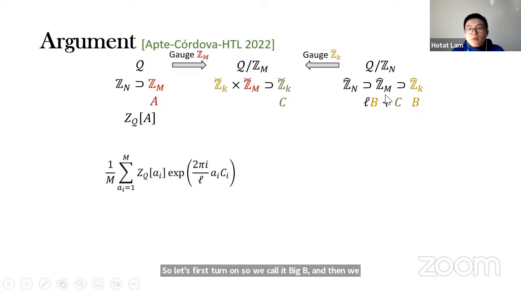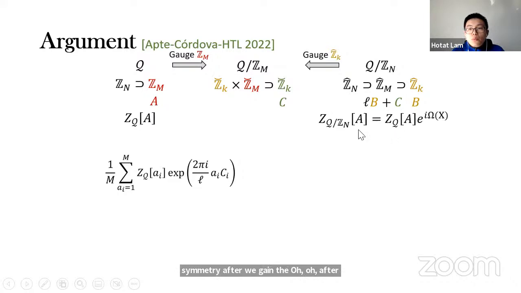So in particular, the background gauge of Zm will now split into a form: it's L times big B plus C. So C is essentially the part that takes care of the quotient Zm mod Zk. Okay. So it turns out that this C is exactly the same C that couples to the Zk symmetry after we gauge the Zk symmetry.